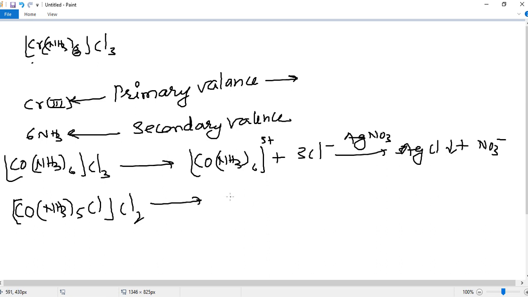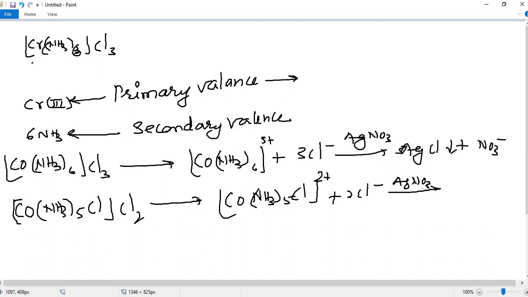So in this case, when we do the neutralization, what we would get is [Co(NH3)5Cl]2+ and 2 Cl minus. When AgNO3 is again treated with it, what we would get is 2 moles of AgCl and NO3 minus also.